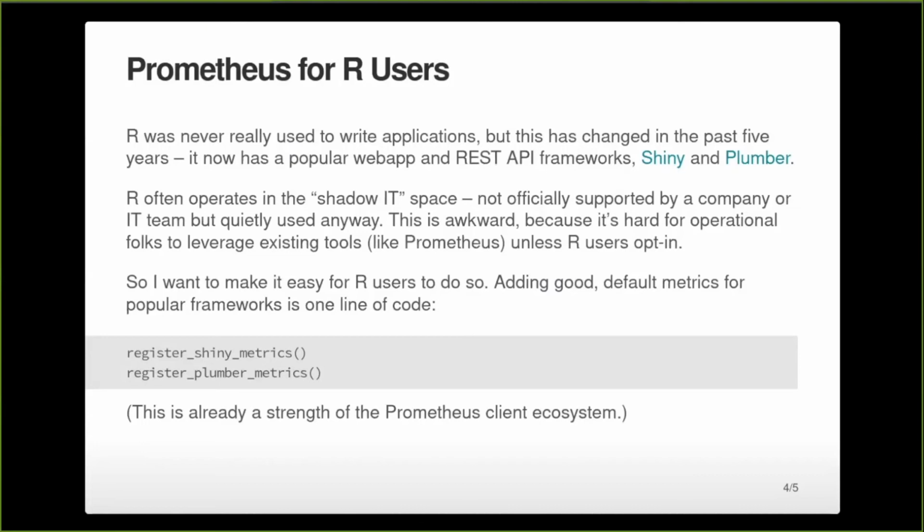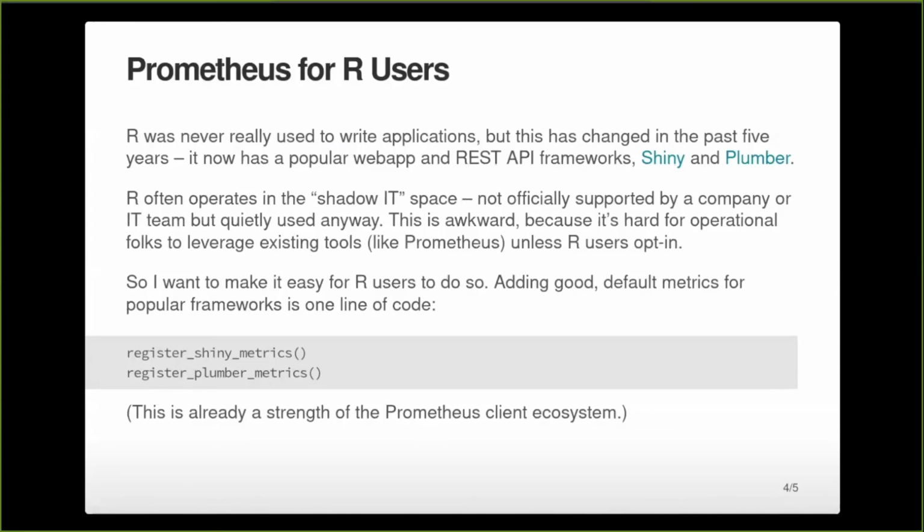As a result of this, tons of new semi-production, internal, or even forward-facing, client-facing production apps are now getting written in R, often embedded in larger organizations where R is not the primary programming language. So R has, unfortunately, a history of operating in the quote-unquote shadow IT space, which means it's not an officially supported tool, but people are using it anyway.